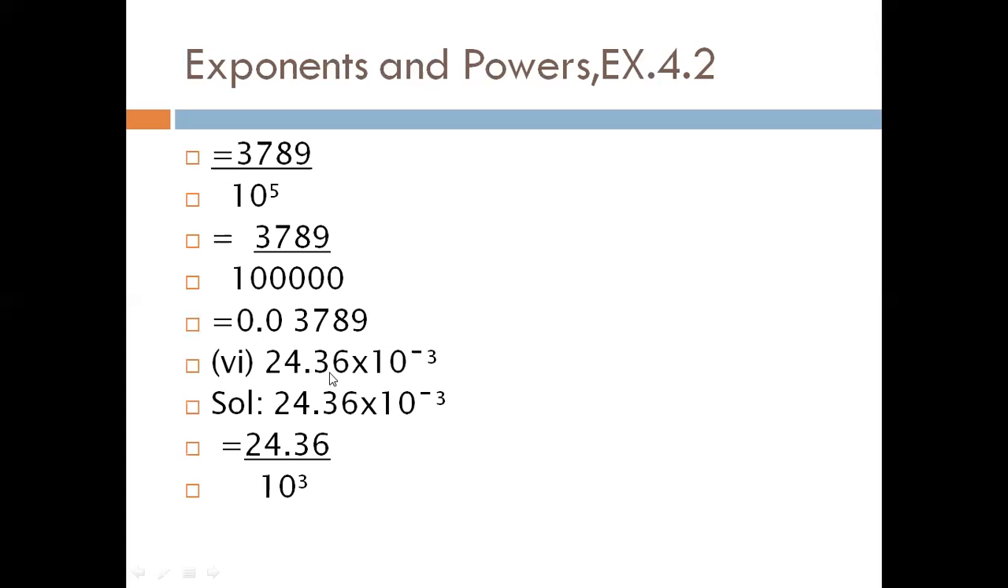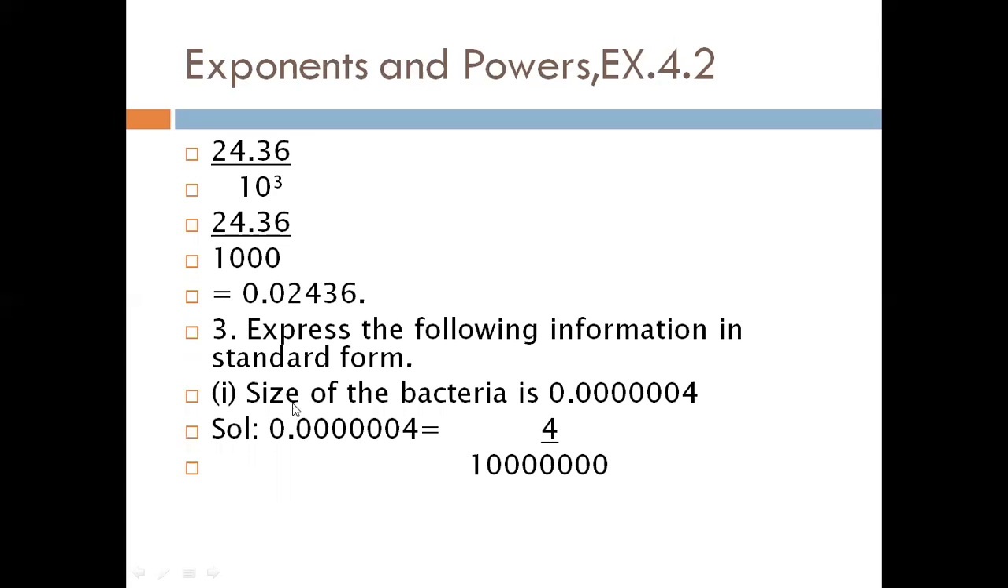Now the next one, the sixth one, 24.36 into 10 power minus 3. These are all smaller numbers, so negative power means you'll get the answer as 0 point something. First you convert this 10 power minus 3 and write it as 24.36 by 10 cube, because a power minus n is equal to 1 by a power n. And then 10 cube we can expand as 1 followed by 3 zeros, that means 1000. Now how many zeros are here? 3 zeros. That means shift this decimal towards the left side.